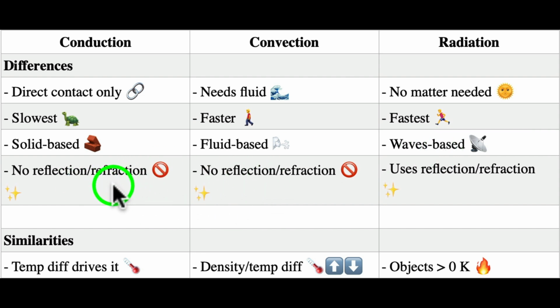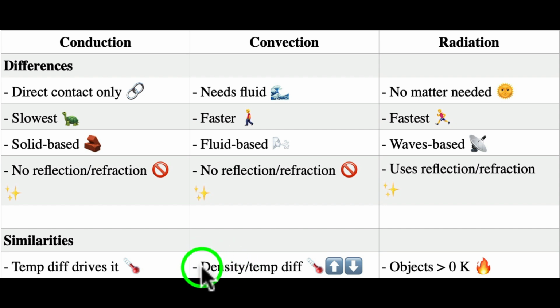Now, 2 of these are a similarity, but there is a difference with the one. With conduction, there's no reflection or refraction taking place, and the same is true of convection, but in radiation, reflection and refraction are factors. Some other similarities as well are that temperature differences drive both conduction and convection, and density plays a role too with convection.